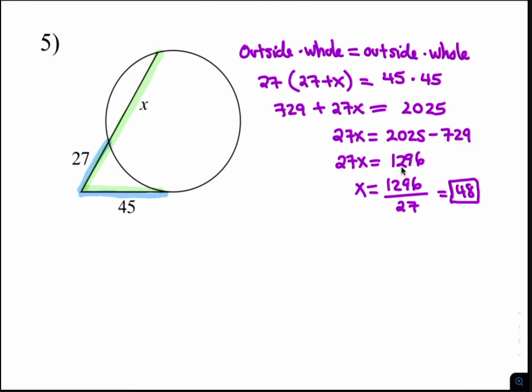And that makes 1296 when you subtract those two numbers. Now you'll have to divide by 27 on both sides. So X is 1296 divided by 27, and that means X is going to be 48.